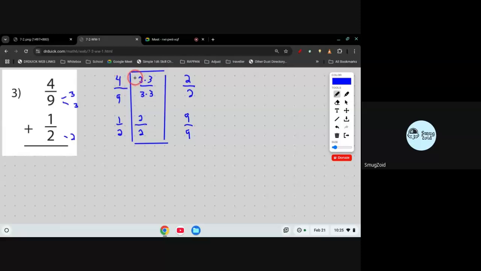So now we're going to cross these out and not use them. 4 times 2 is 8. 9 times 2 is 18. 1 times 9 is 9. 2 times 9 is 18. Now we can add them together. That's 17 over 18, and you can't reduce that. That would be the answer, okay?